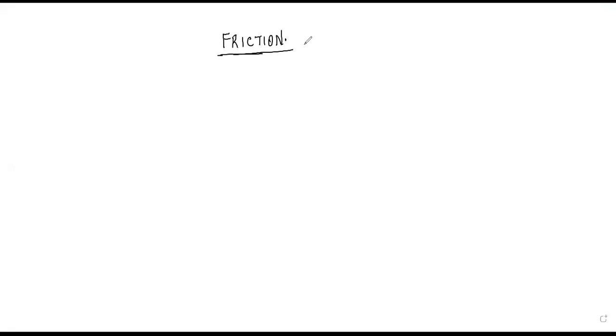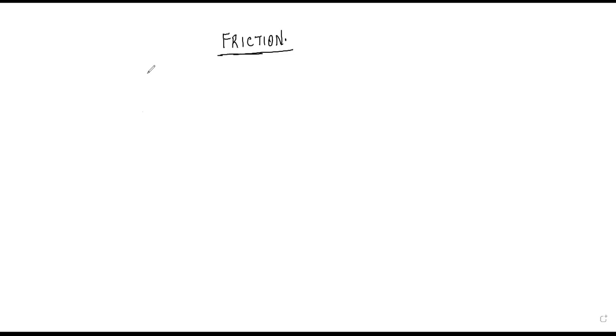Okay, so we've got friction of two types, where we have static friction and dynamic friction. When we say static friction, that is the frictional force that exists between two bodies in contact that have no relative motion. Static, they are stationary, they are not moving.